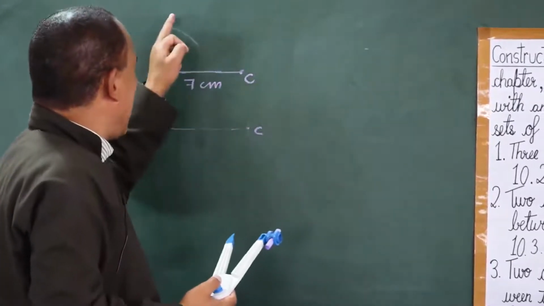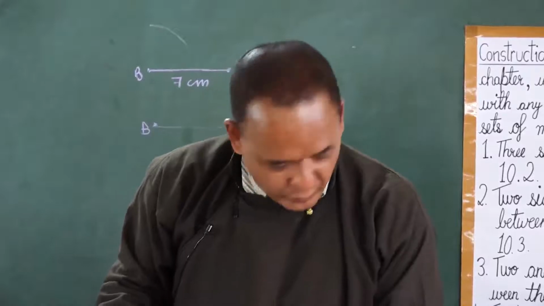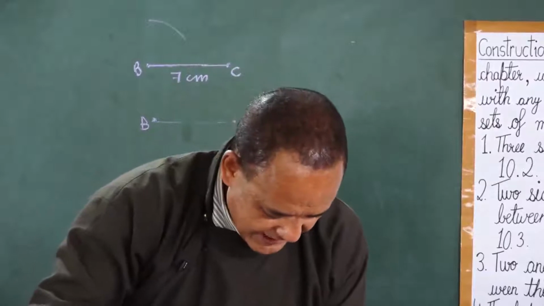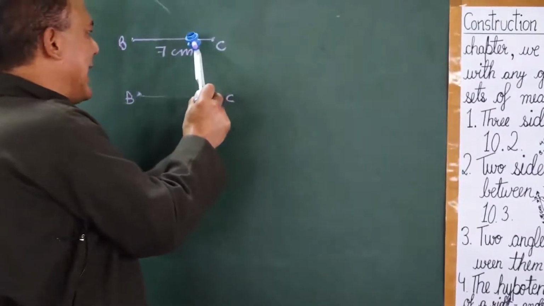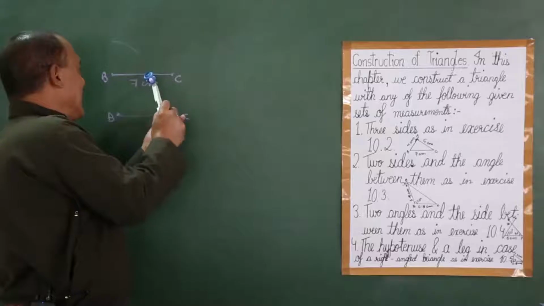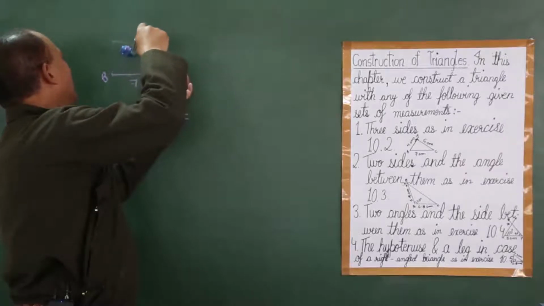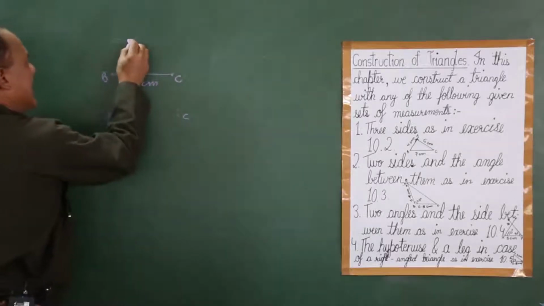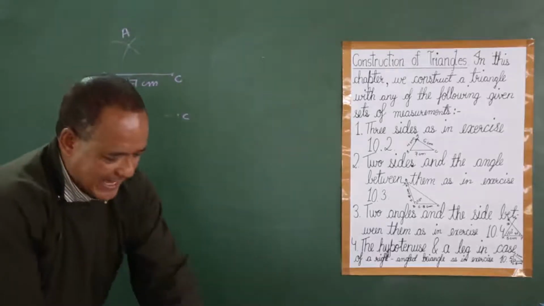Now you have to see AC somewhere. So where is the AC? What is the AC now? AC is 6 centimeters. So you have to draw 6 centimeters again. In the same way, this is 6 centimeters. So I place the pointer of the compass at C, and then I intersect the first curve by the second curve, and then you mark this point of intersection as A.